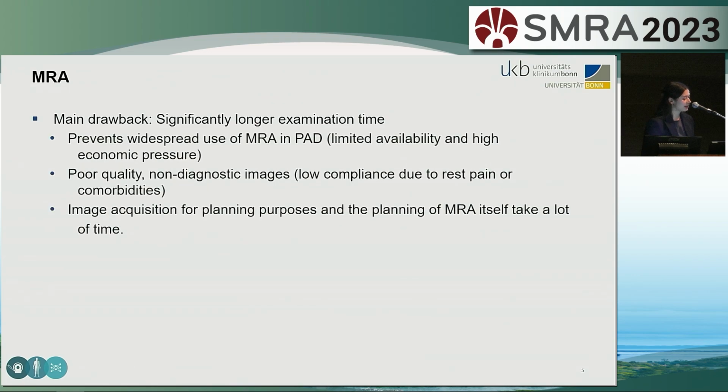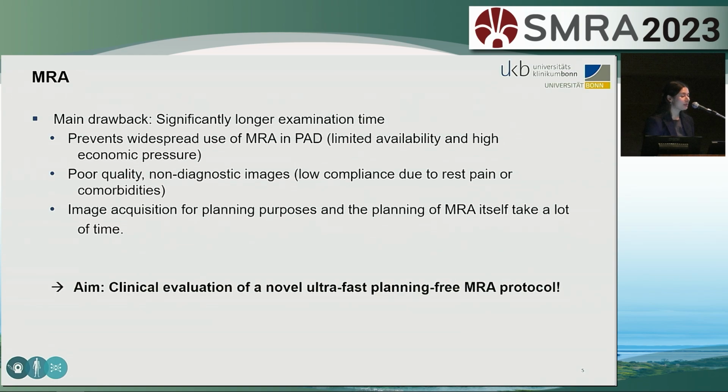On the one hand, this prevents widespread use of MRA in PAD due to limited availability and high economic pressure. And on the other hand, it often leads to poor quality or even non-diagnostic images, as many patients with PAD, especially those with chronic limb ischemia, have low compliance due to rest pain or other comorbidities. Image acquisition for planning purposes and the planning of MRA itself take a lot of time.